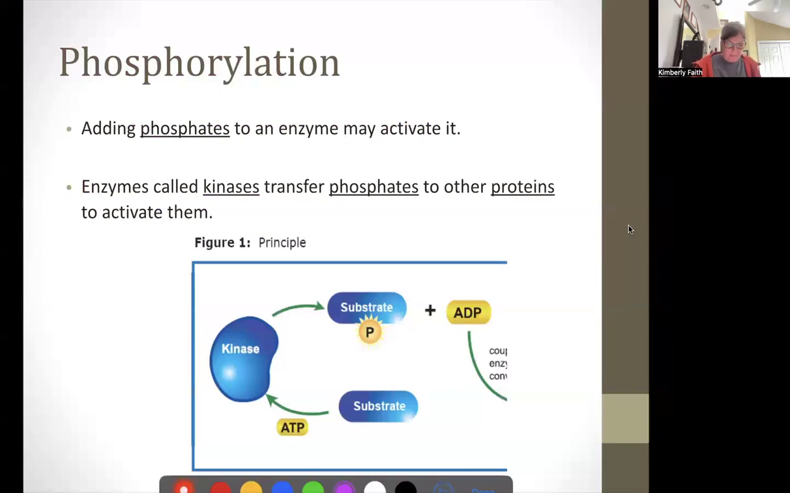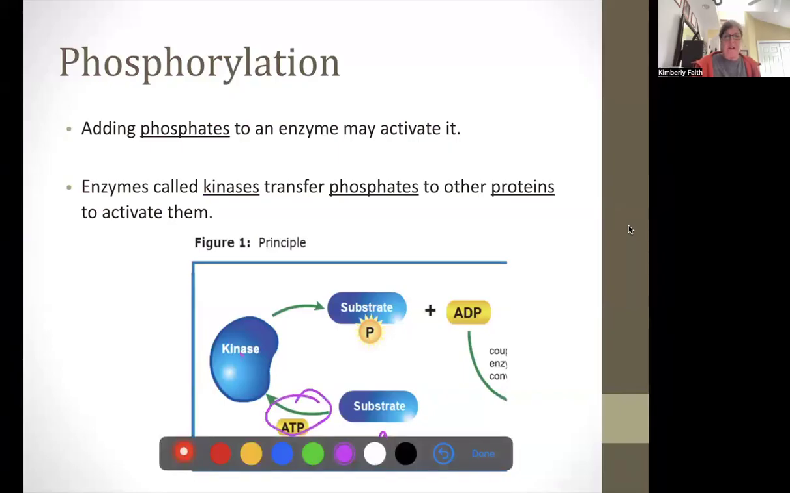So you can see here the substrate. We're going to get the phosphate from ATP. We're going to go to a kinase. The kinase is then going to phosphorylate the substrate and turn that substrate on. All right. Sometimes it's enzymes we turn on. There's all kinds of different things that we can turn on. Generally, they're almost always proteins.